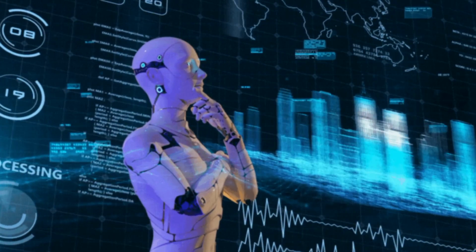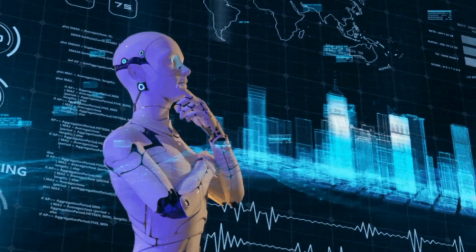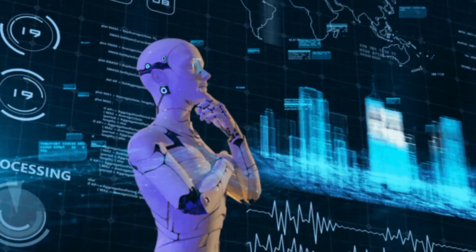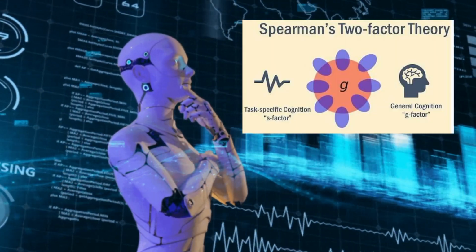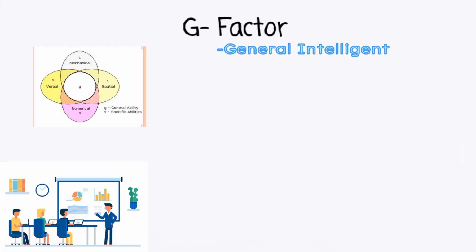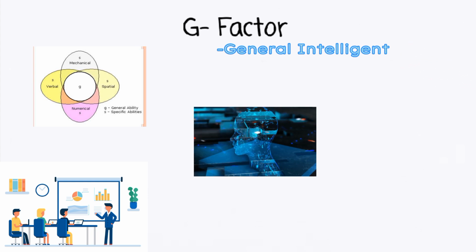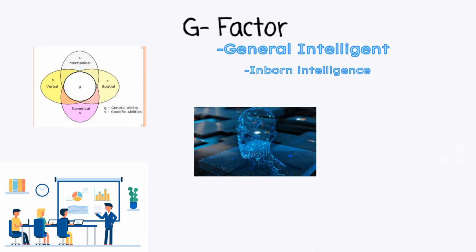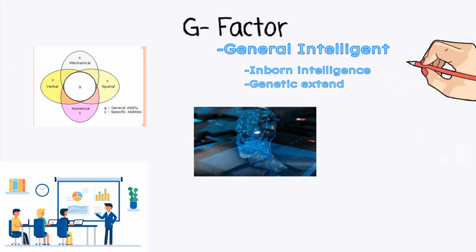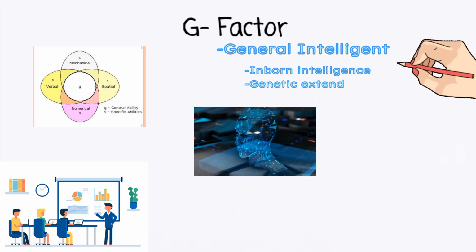So his theory suggests that intelligence consists of two factors: the basic and general intelligence, known as the G factor, and specific skills and abilities known as the S factor. First, we have the G factor, which stands for general intelligence. It is the basic intelligence that you are born with. You don't have to learn this or work on it. It is the inborn intelligence that supports your day-to-day tasks. It is genetic to a certain extent.